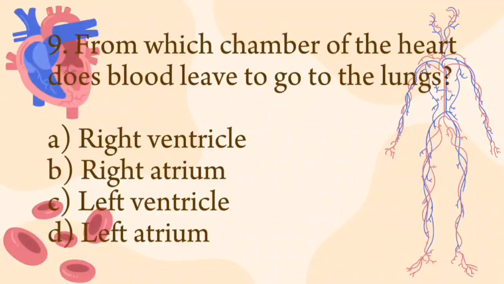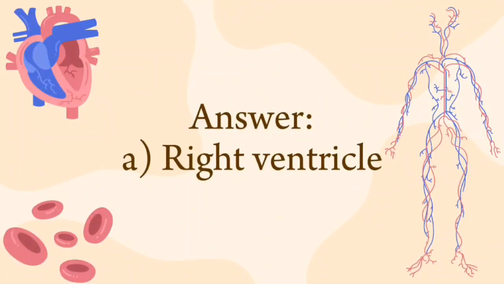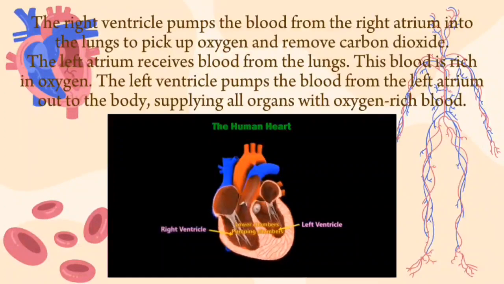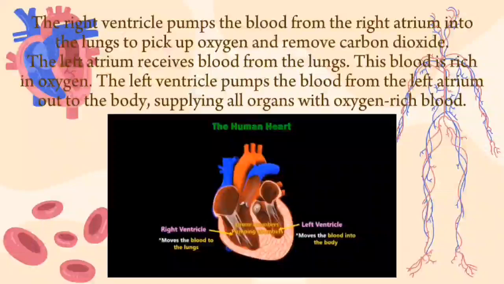9. From which chamber of the heart does blood leave to go to the lungs? A. Right ventricle. B. Right atrium. C. Left ventricle. D. Left atrium. Answer: A. Right ventricle. The right ventricle pumps the blood from the right atrium into the lungs to pick up oxygen and remove carbon dioxide.